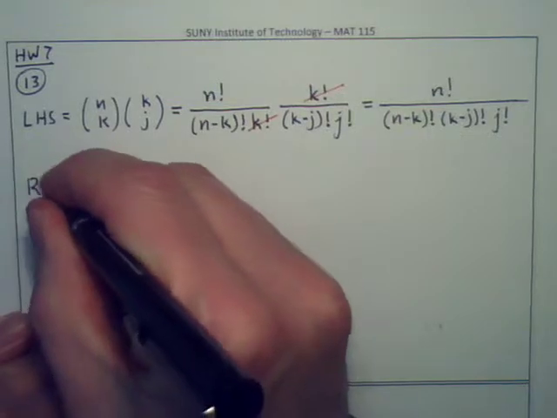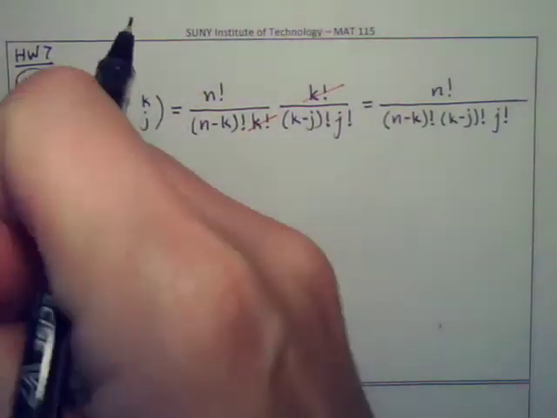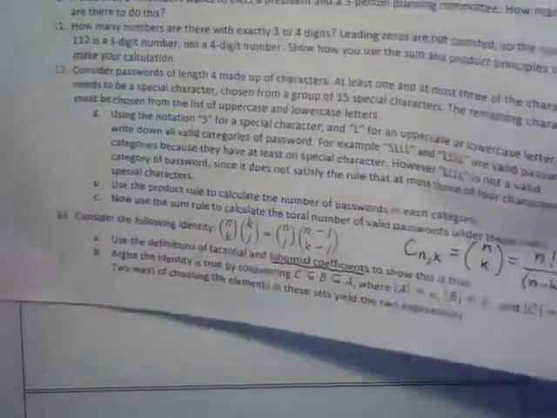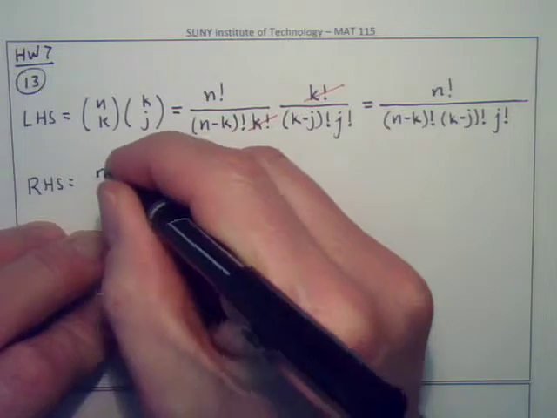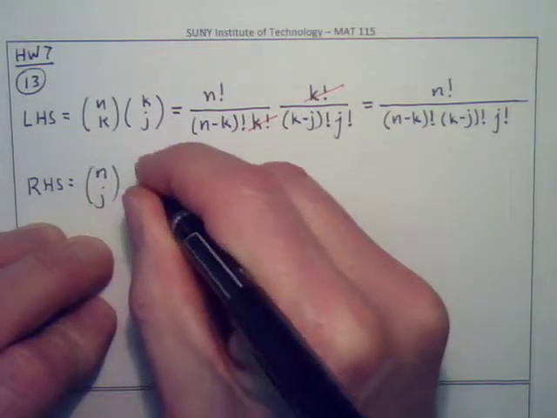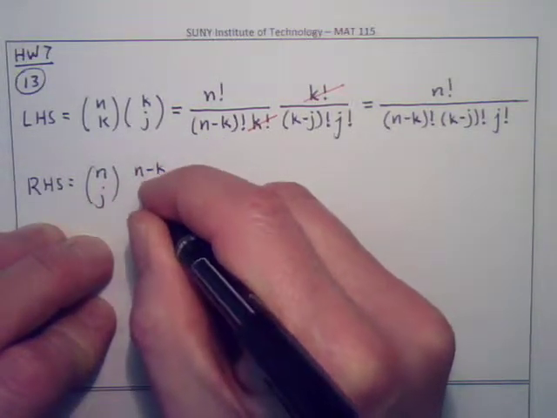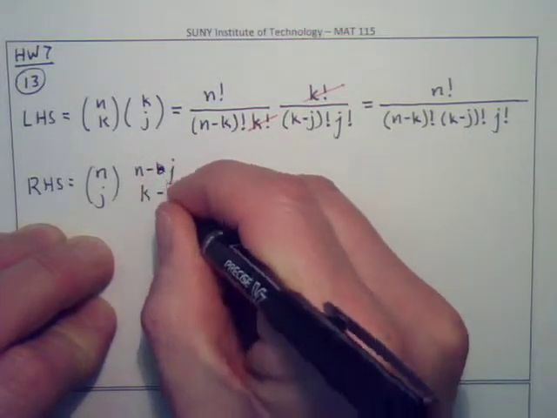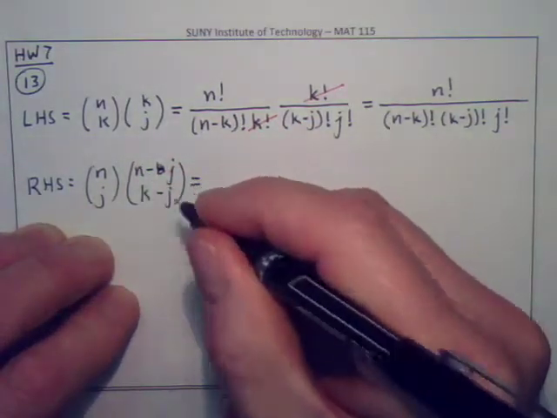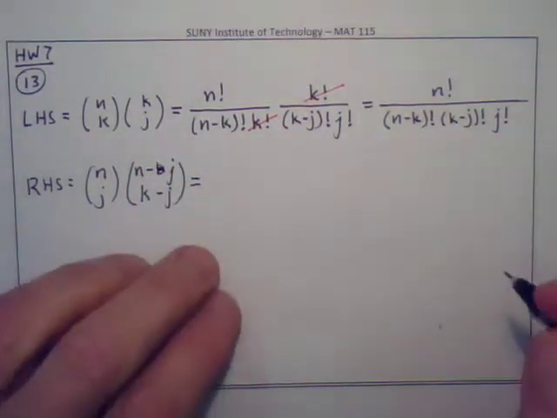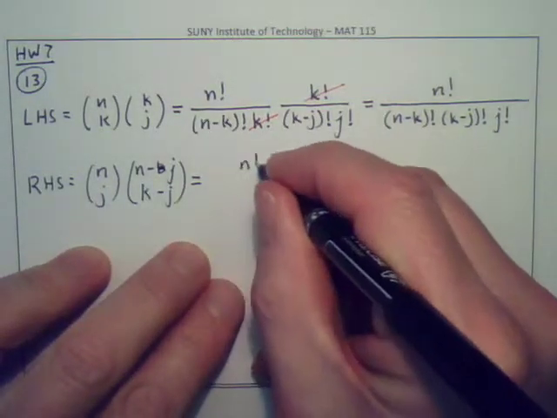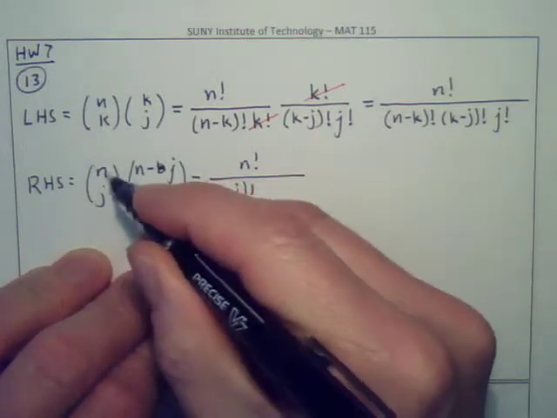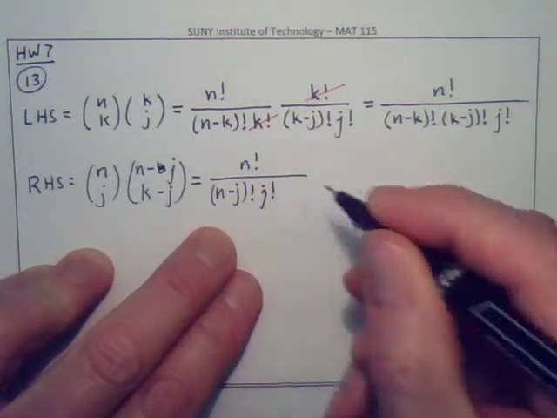Now the right-hand side is given as n choose j, and then n minus j choose k minus j. Let's do that. N choose j, and then n minus j and k minus j. And I'm going to simply plug into these equations. The first one's easy, n factorial all over n minus j factorial, the top one minus the bottom one, and then the bottom one factorial by itself.